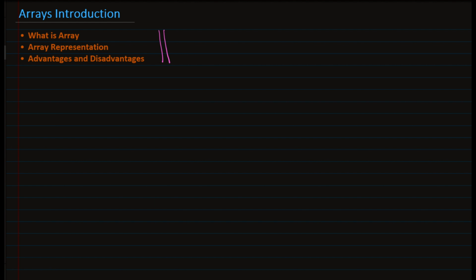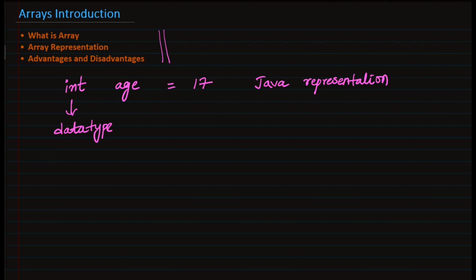For example, if we want to store a student age, how will we do it? We will use an int variable, age equal to 17. So this is the Java representation of an int variable. Here int is the data type, age is the variable name, and the value is 17.